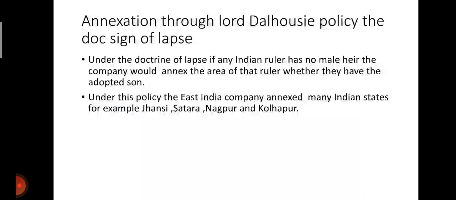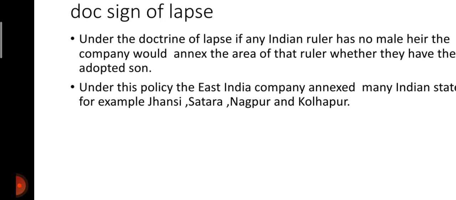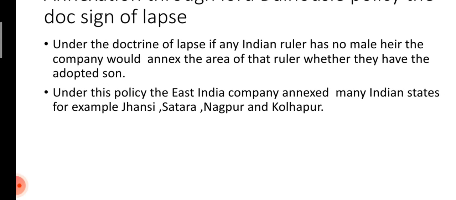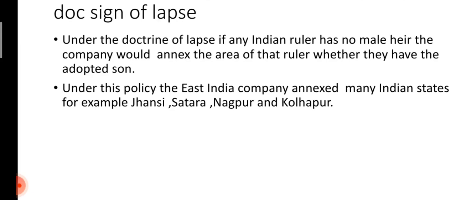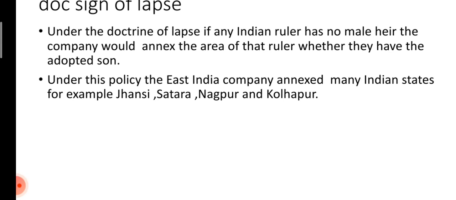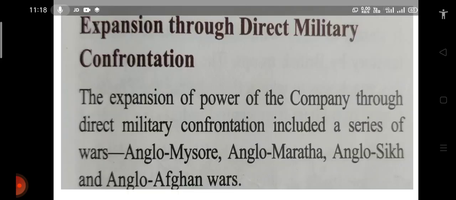Now, annexation through Lord Dalhousie's policy: the doctrine of lapse. Here is a misprint. Under the doctrine of lapse, if any Indian ruler had no male heir, the company would annex the area of that ruler, even if they had an adopted son. Under this policy, the East India Company annexed many Indian states, for example, Jhansi, Satara, Nagpur and Kolhapur.